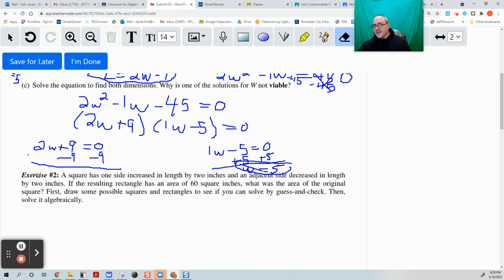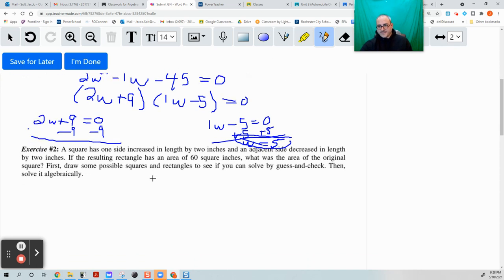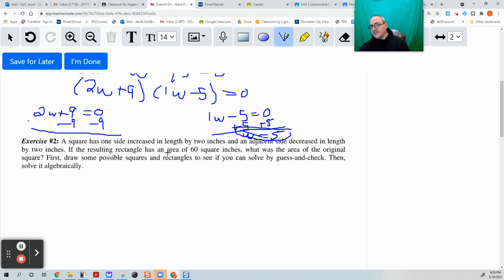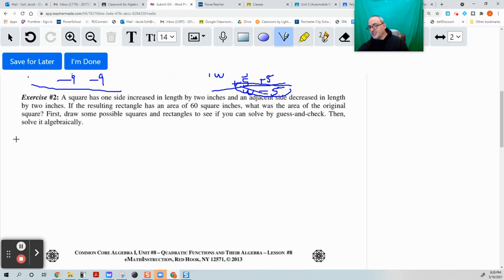All right. A square has one side increased in length by 2 inches and an adjacent side decreased in length by 2 inches. If the resulting rectangle has an area of 60 square inches, what was the area of the original square? First, draw some possible squares and rectangles to see if you can solve by guess and check, and then solve algebraically. All right, let me give this a shot.